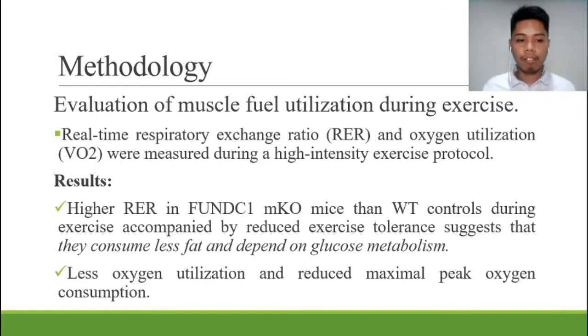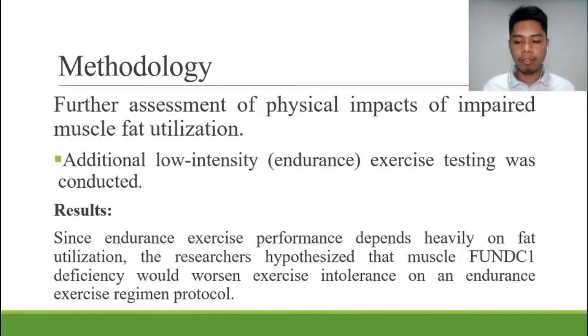The results confirmed that there was a higher real-time respiratory exchange ratio in FANC1 relative to wild-type model, and it was also confirmed that there was less oxygen utilization and reduced maximal peak oxygen consumption among the models. This only suggests that they consume less fat and depend on glucose metabolism.